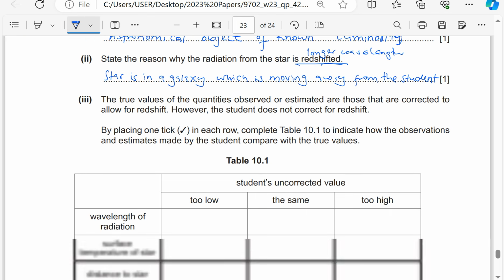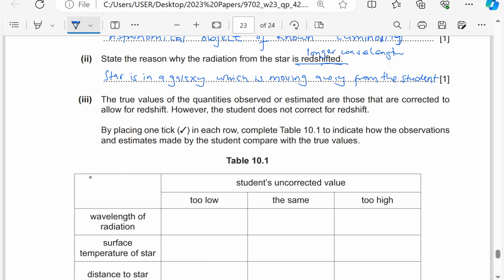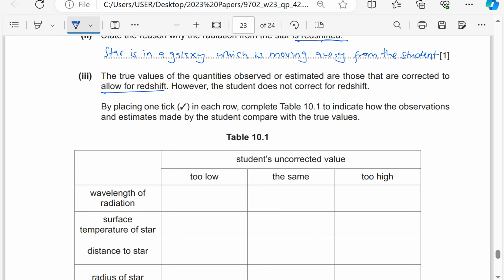Okay. Then true values of the quantities observed or estimated are those that are corrected to allow for redshift. However, the student does not correct for redshift. By placing one tick in each row, complete the table to indicate how the observations and estimates made by the student compare with the true values. Wavelength. We know that wavelength is related by this. Lambda is inversely proportional to the temperature.